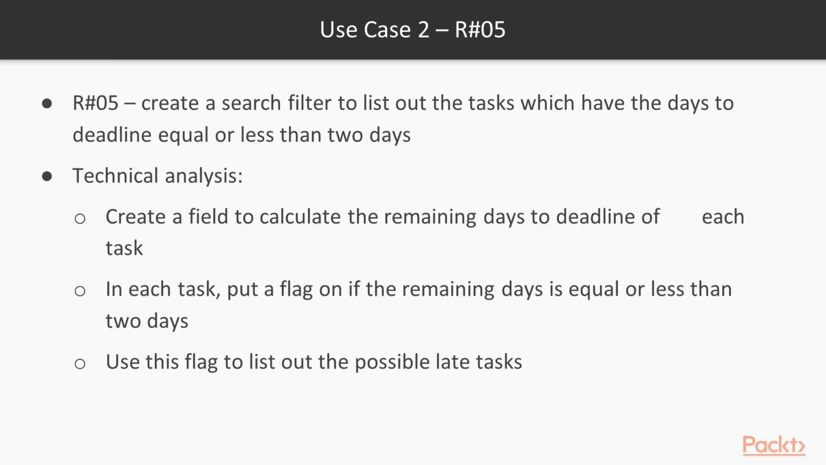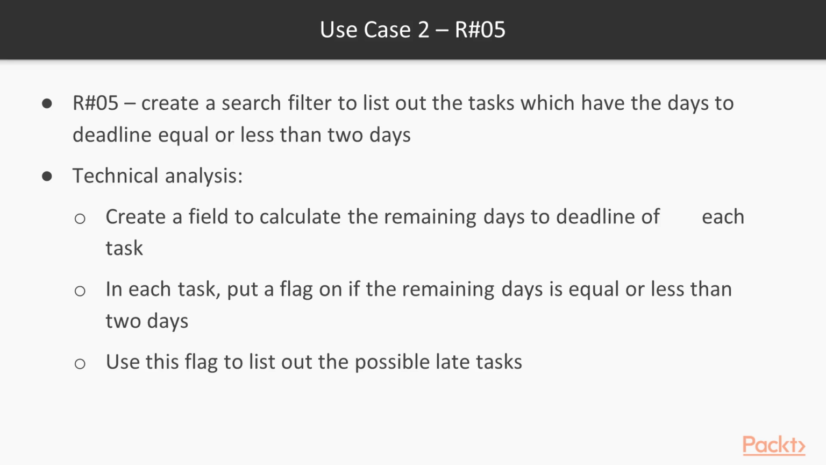So requirement number 5 is about creating a search filter to list out the tasks which have the days to deadline equal or less than 2 days. So this is the way for X to detect the possible late tasks. Since this is a fairly simple requirement and we will finish it later in another video, here we will not get too deep into the analysis now.